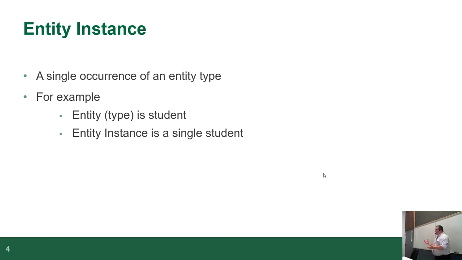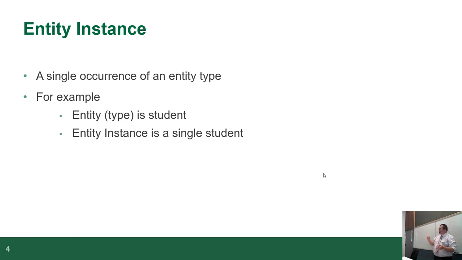If we talk about an entity being a person, I don't mean you as a person, or him, or her as a person. I'm talking about the definition of a person. Essentially, in here we have 90 persons. An entity instance is a single occurrence of a given type.